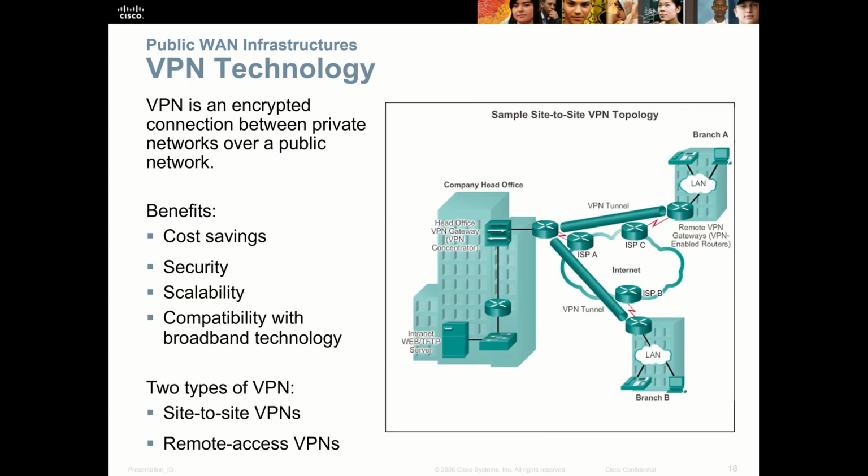And then we also have VPN technology. I'm not going to explain further on VPN because we have a dedicated chapter for this. But what is VPN actually? VPN is an encrypted connection between private networks over a public network. Meaning, even though you do not lease a dedicated line, you still can have a private connection between two sites, the headquarters and the branch, using the public internet infrastructure.